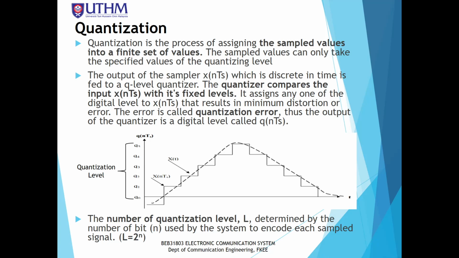The next is quantization. Remember, we need to do sampling process first. Okay, after sampling process, remember about Fs larger or equal than 2 FM. So we produce a PAM signal, pulse amplitude modulation signal. So PAM signal is still an analog signal. It's not yet digital. Not yet digital.